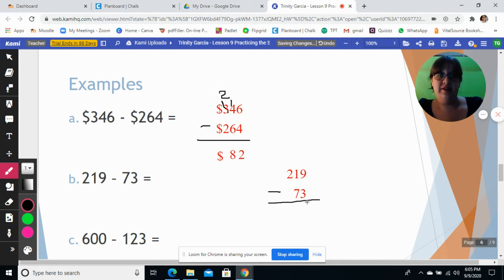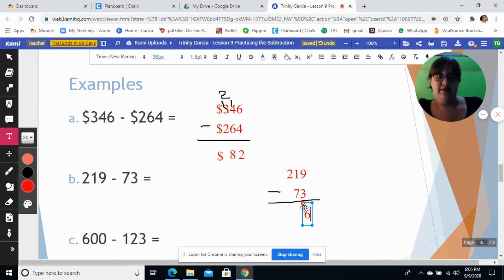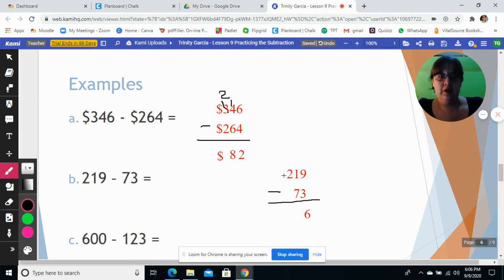Okay, 9 minus 3, we can totally do 9 minus 3, right? 9 minus 3 is easy. 9 minus 3 gives us 6. Good. But now over here, we cannot take 7 away from 1. So we're going to need to cross out and borrow from the 2. And the 2 becomes a 1. And then we're going to add that 1 that we borrowed over here, and that makes it an 11. And we can take 7 away from 11.